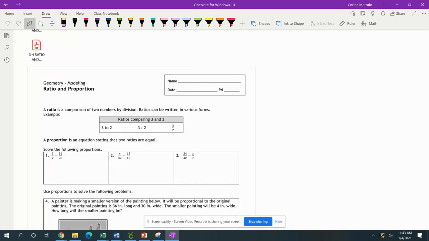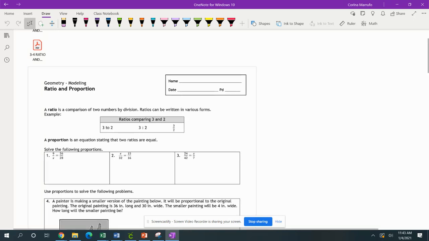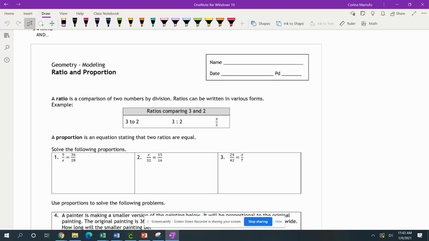So our next lesson is going to be ratio and proportion. It does go slightly off the triangles, but we'll jump back into it. So you have ratios. Ratios can be written in different ways.